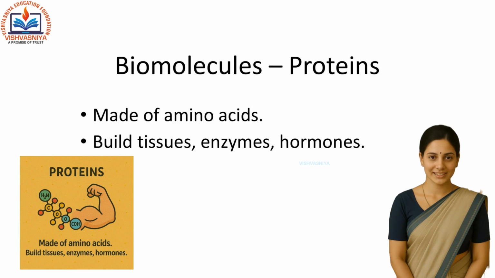Next are proteins. They are made up of amino acids linked by peptide bonds. Proteins are called the bodybuilding molecules. They are needed for growth, repair, and also act as enzymes and hormones. Examples include keratin in hair and insulin hormone.